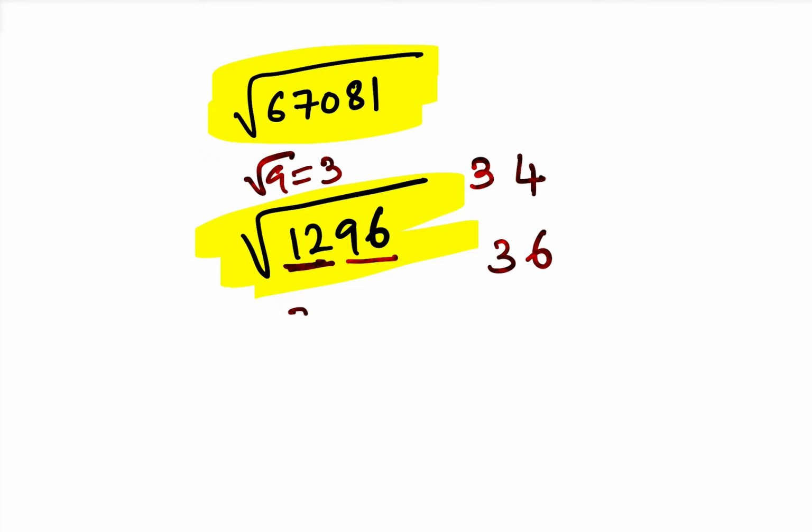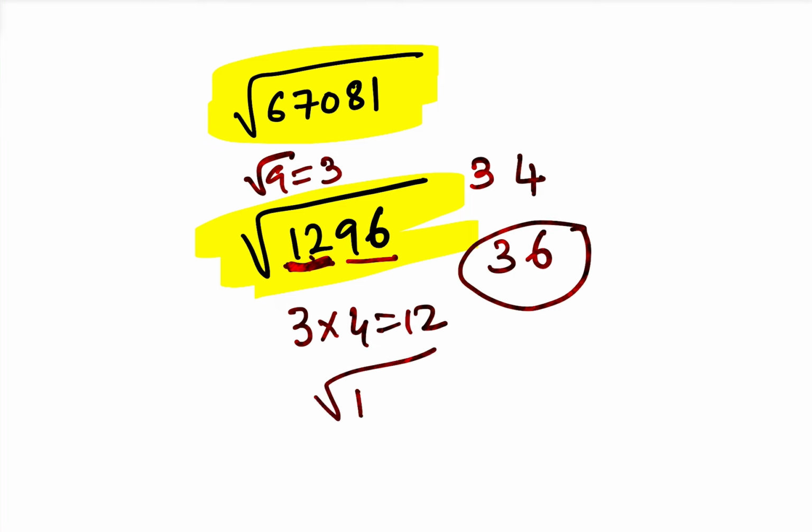Now I have 3. Square root of 9 is 3. What is the number after 3? 4. What is 3 into 4? 12. Now see here there is 12. 12 is exactly equal to 12. Here if the number is less than this, I will go with the smaller square. If the number is more than this, I will go with the bigger square, bigger number. But here it is exactly equal. So when this happens, go with the higher number. So the square root of 1296 is 36. This is one exception which I want to discuss.